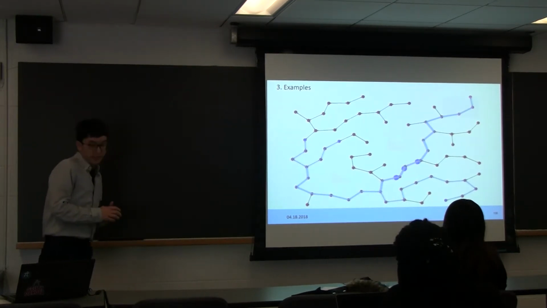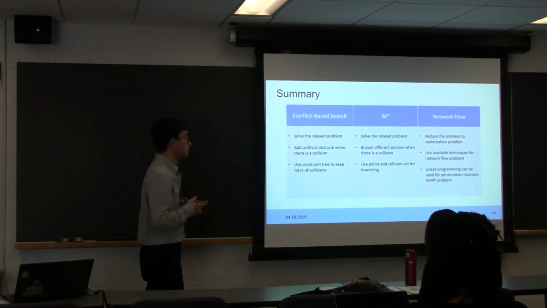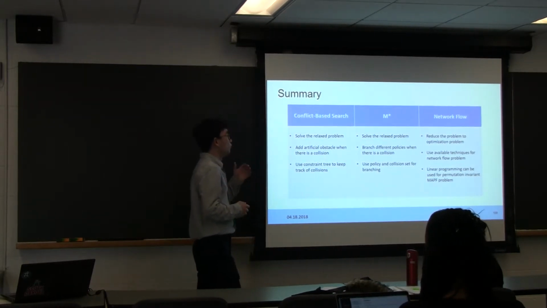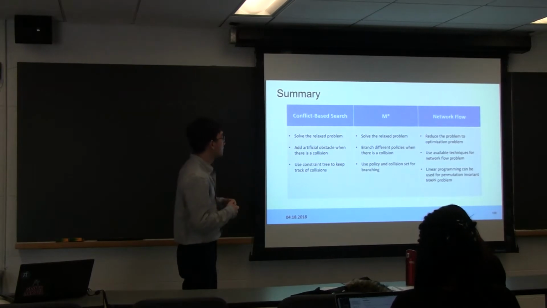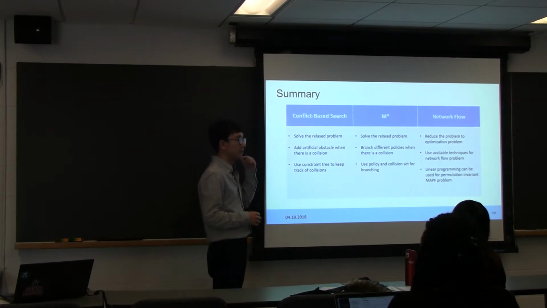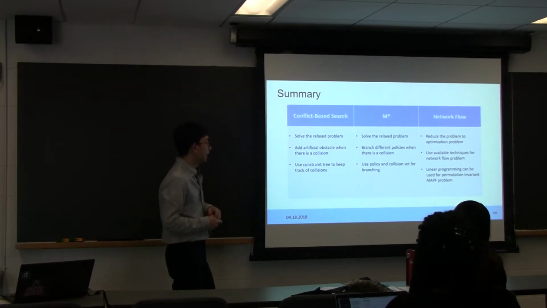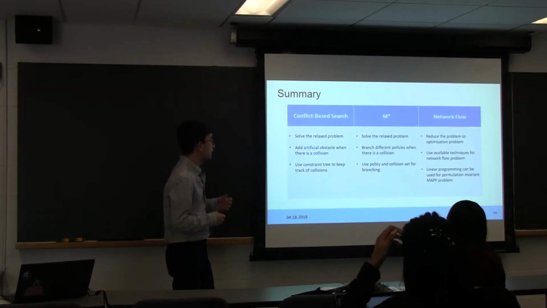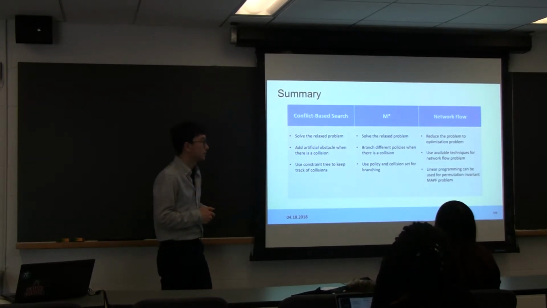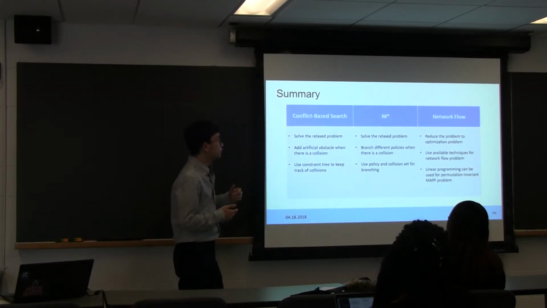So this is the end of the network flow part, and I will finish the lecture by giving some summaries of these three algorithms. For conflict-based search, basically conflict-based search solves the relaxed problem without considering any conflicts. And if it detects some collision, then it adds some artificial obstacle at that collision point, and keeps solving the problem again and again. And for efficiency, it uses the concept of a constraint tree to keep track of the collisions.